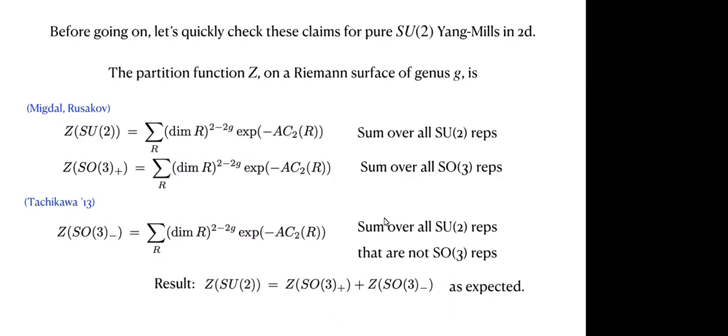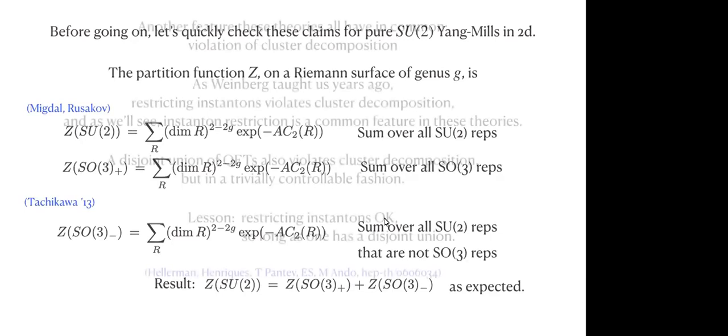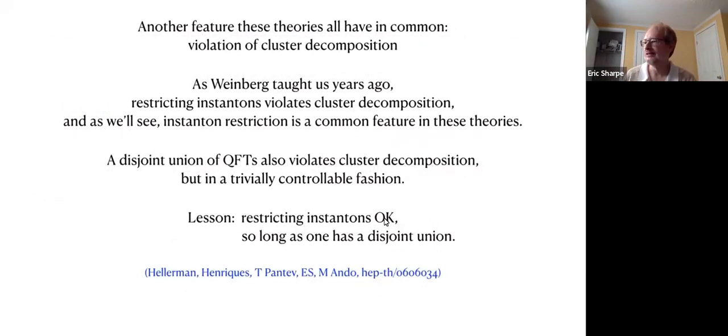Let's see. Yeah, I'm using instanton a little bit naively, but anyway, another feature these theories are going to have is that they violate cluster decomposition. So usually this is a no-no. Weinberg taught us years ago that whenever we restrict instantons, that violates cluster decomposition, and that happens frequently in these theories. Now, the saving grace is that a disjoint union of quantum field theories also violates cluster decomposition, but in a fashion that's easy to control.